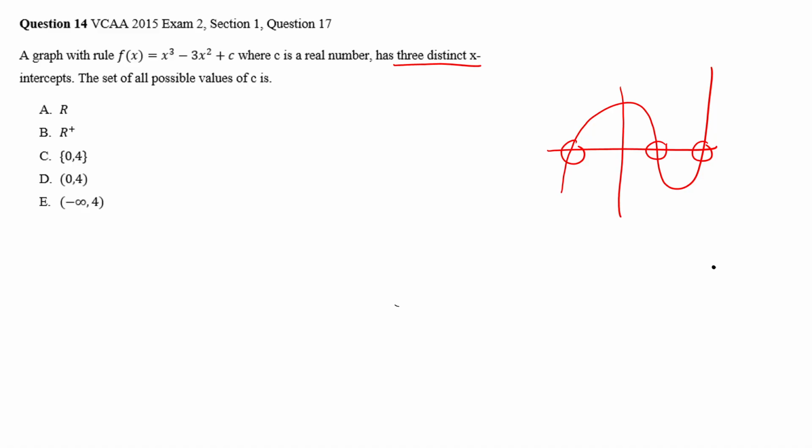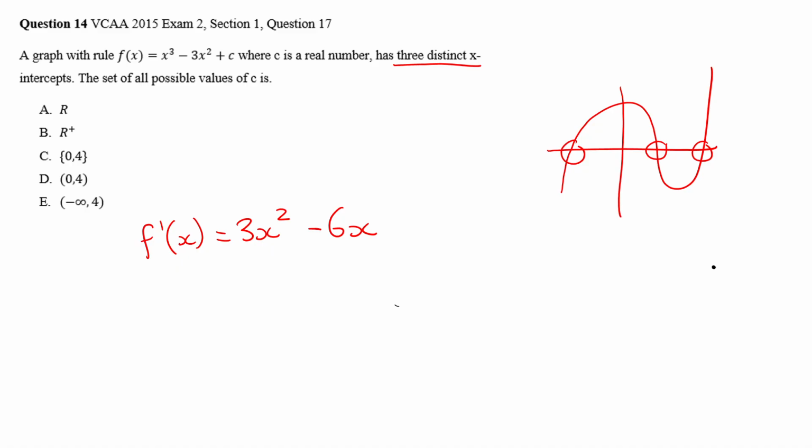To find the stationary points, we are going to find the derivative of f of x. So the derivative of f of x would be 3x squared, take away 2 times 3 is 6, 6x, and the constant at the end is cancelled out.